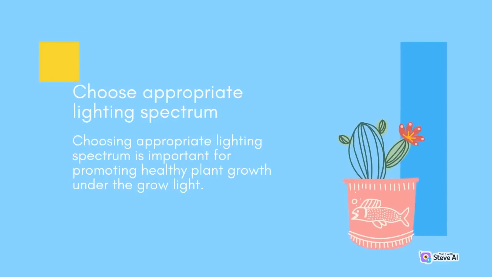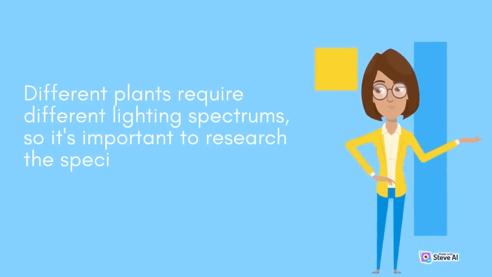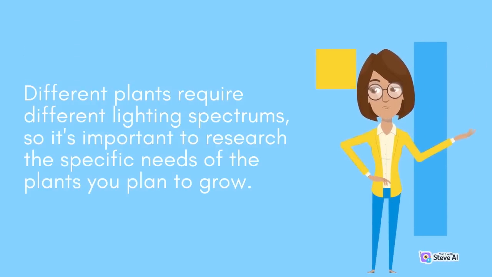Choose appropriate lighting spectrum. Choosing appropriate lighting spectrum is important for promoting healthy plant growth under the grow light. Different plants require different lighting spectrums, so it's important to research the specific needs of the plants you plan to grow.